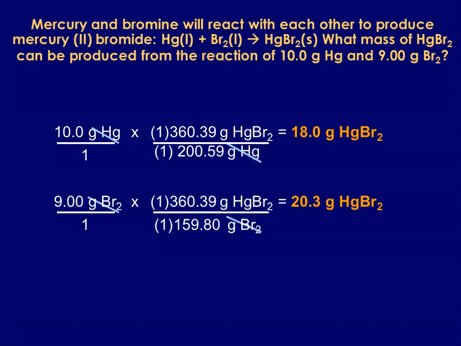Remember we said the limiting reactant is going to be the one that determines your theoretical yield, and so the one that produced the smaller amount of product is the one that you're going to run out of first. So since mercury made the smaller amount of product, it is acting as my limiting reactant. Bromine producing almost 2, or a little more than 2, grams more would be my excess reactant. And so the mass of mercury 2 bromide would be 18 grams. That's the amount that I can make before I run out of mercury. At that point, I would not be able to make any more HgBr2.